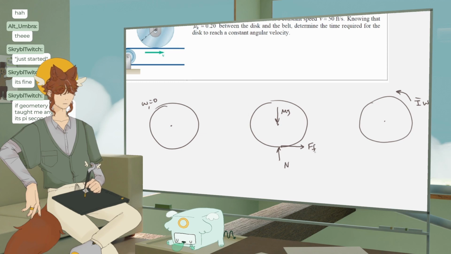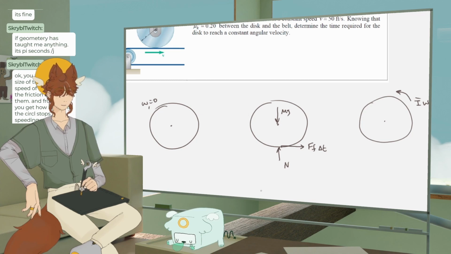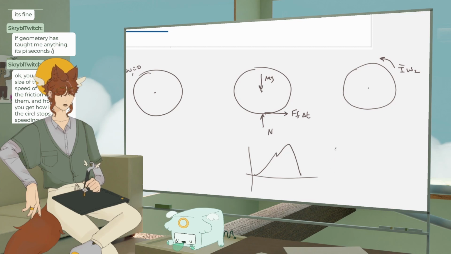Okay, which one of these are impulsive? I guess none of them are impulsive. I mean, they just happen over time. So this one happens over time. I like how I said none of them are impulsive and yet it happens over time, which kind of implies that it's impulsive. What I mean is, it's not impulsive as in it's not spiking. This would be a normal impulse force, and then our friction force is like that.